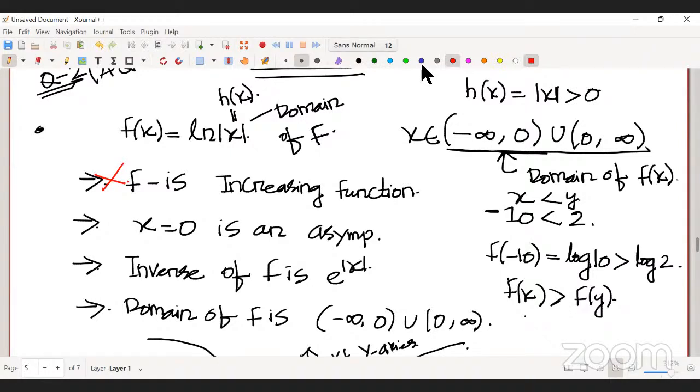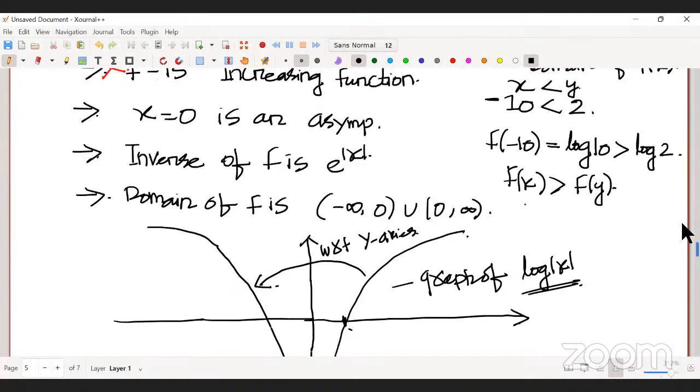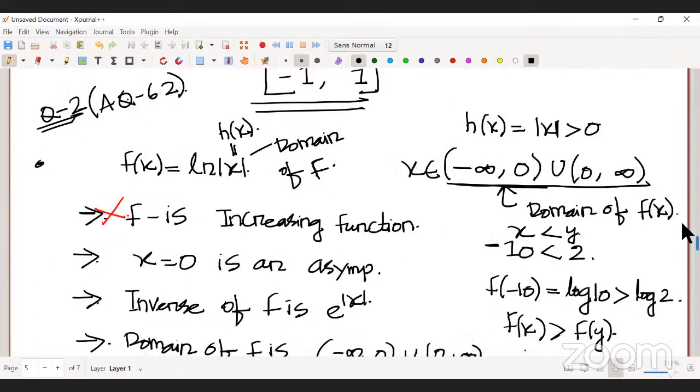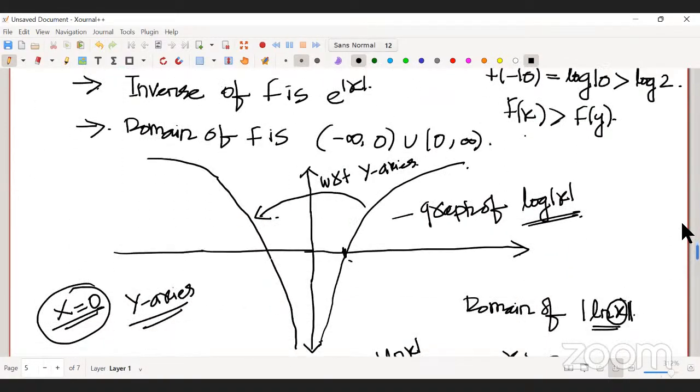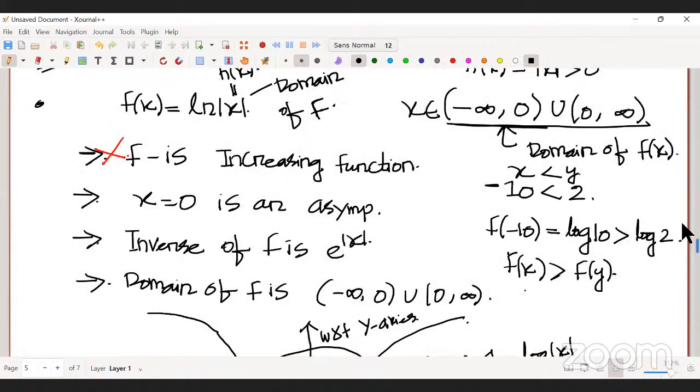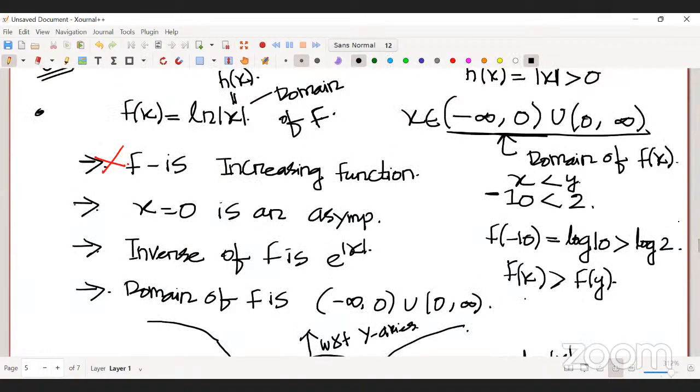Now the next option is x equal to 0 is an asymptote, right? It is more or less clear if you draw the graph. Because x equal to 0 means what? Which axis? The y axis. So when it says that the line x equal to 0 is an asymptote, it is basically saying the y axis is an asymptote. So it's clear that the y axis is an asymptote. So the second option is true, right?